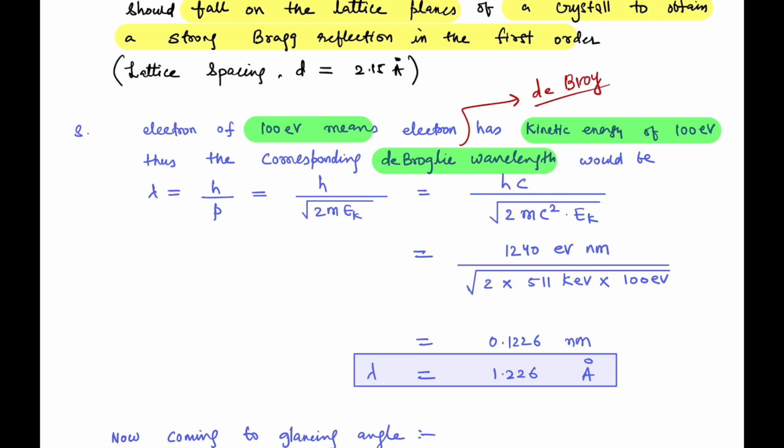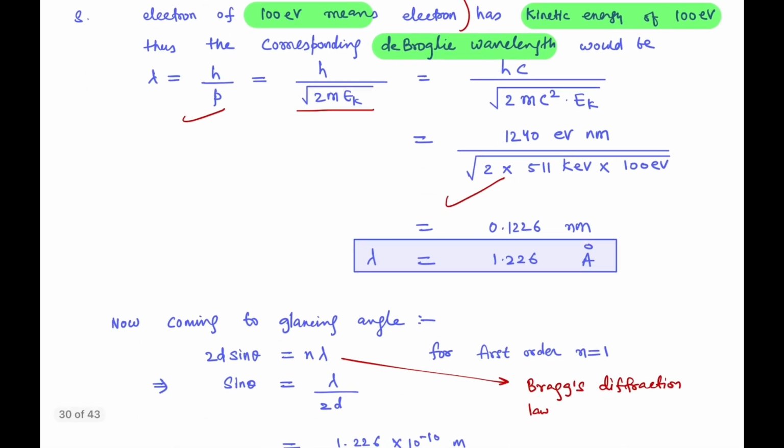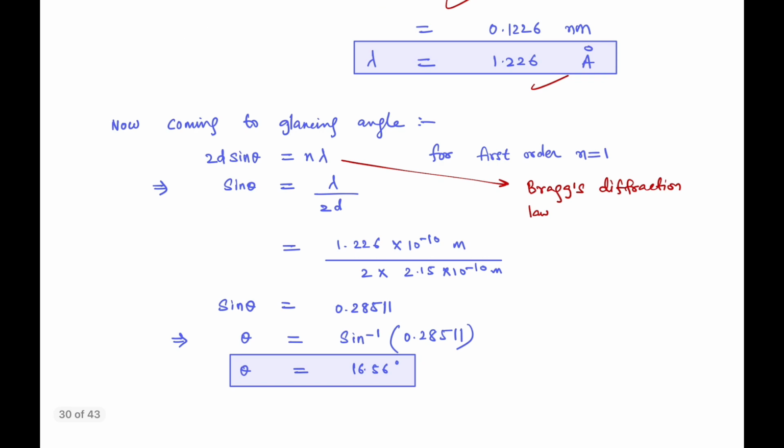So de Broglie wavelength would be h by p, and p is nothing but square root of 2 m E, and when you substitute all the required values which are given in the question, you are directly going to get lambda to be 1.226 angstrom. Now coming to the glancing angle for the first order Bragg's reflection, n is going to be 1, and 2d sine theta equals n lambda is actually Bragg's diffraction law.